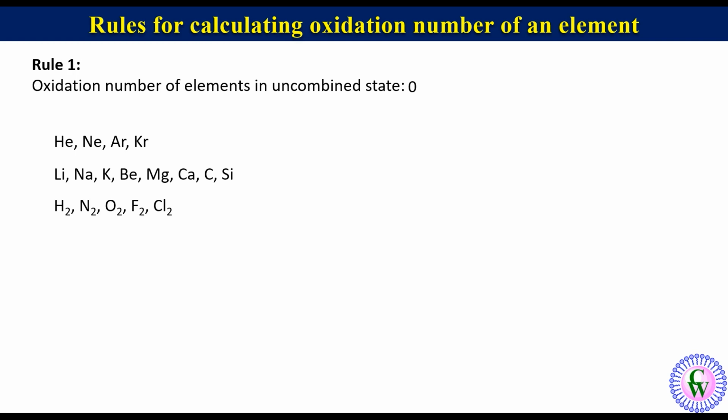Hydrogen, nitrogen, oxygen, fluorine and chlorine exist in diatomic state. Oxygen also exists in triatomic state in the form of ozone. Phosphorus and sulfur exist in tetraatomic and octaatomic form respectively in uncombined state. According to the first rule, the oxidation number of all these elements in this uncombined state is 0.